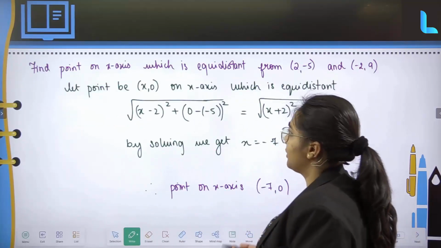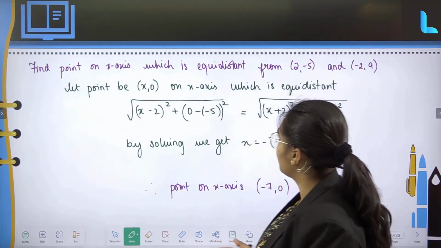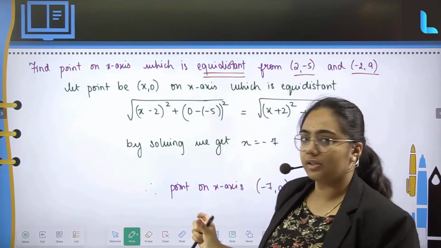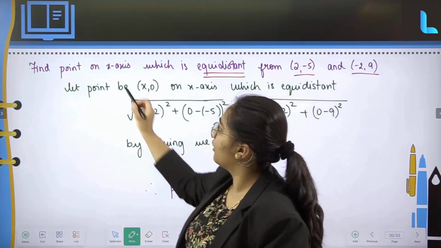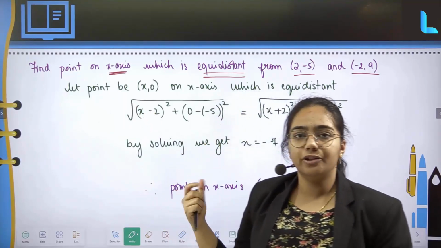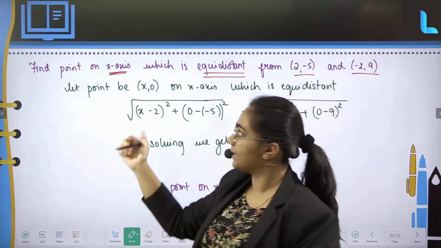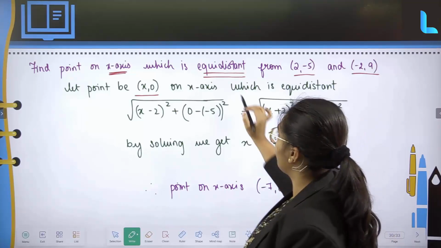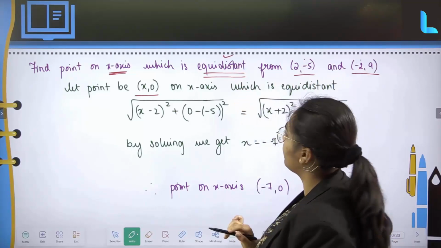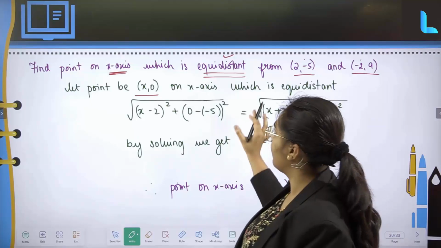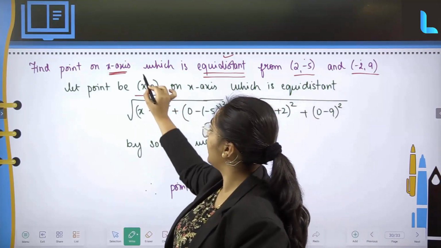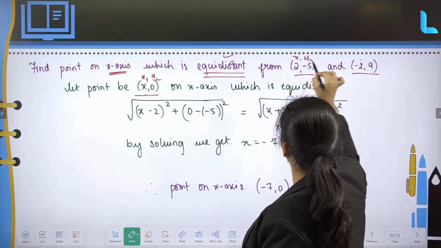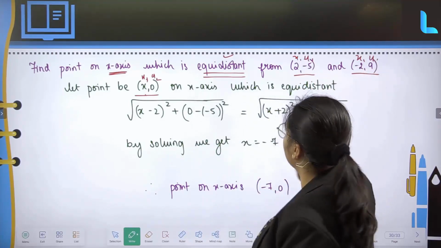Clear? Next question: find the point on the x-axis which is equidistant from the points given. There are 2 points given, and you have to find a point on the x-axis. First and foremost, when it is a point on the x-axis, the point we will consider is x comma 0, and they have said that it is equidistant from these 2 given points. So this is going to be your x2 y2, and this is going to be x1 y1. Again, even this is going to be your x1 y1.